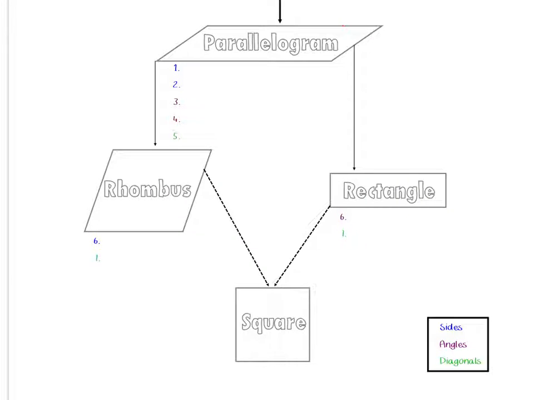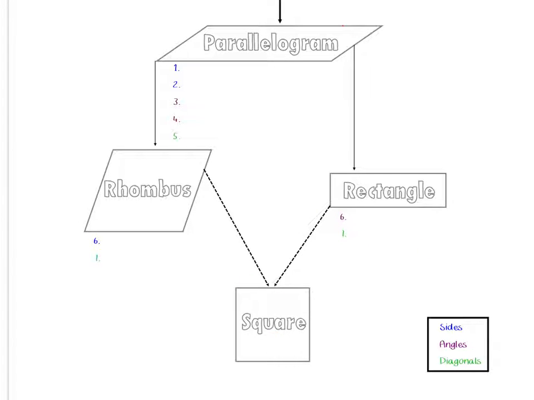All right, so we've talked about kites and trapezoids, which are their own type of quadrilateral, and now we're going to talk about parallelograms. And parallelograms are a special kind of quadrilateral because we can categorize that parallelogram down to more specific things. So we also have a rhombus and a rectangle, which are both types of parallelograms. So they have all the characteristics of a parallelogram plus their own characteristics. And then we have a square.